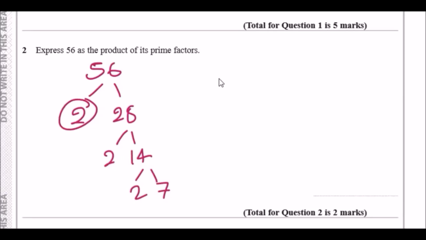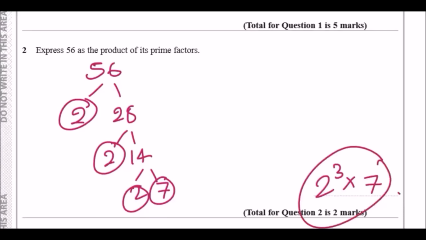And your prime factors, you always circle the prime numbers only. So how many 2s do we got? We've got 3 2s, so it'll be 2 to the power 3. And you've got a single 7. And that's it. That literally equals 56. Whew, so easy so far.